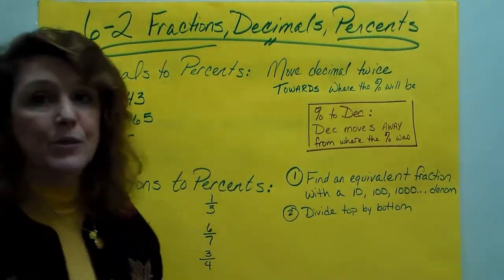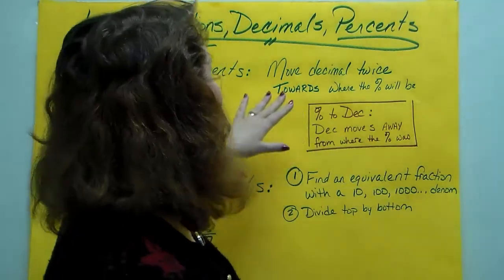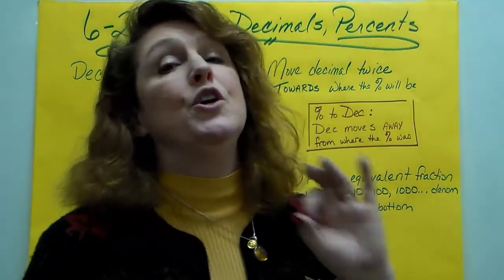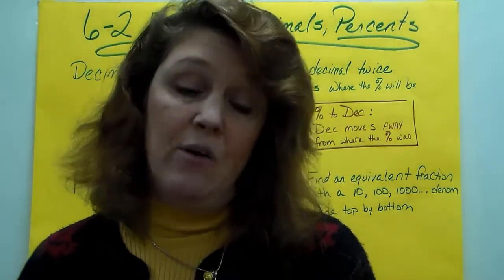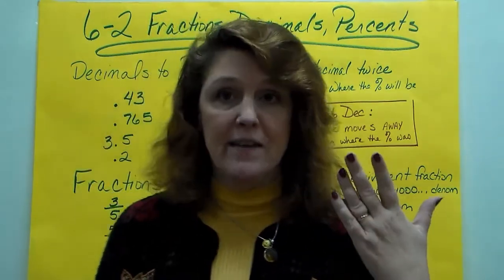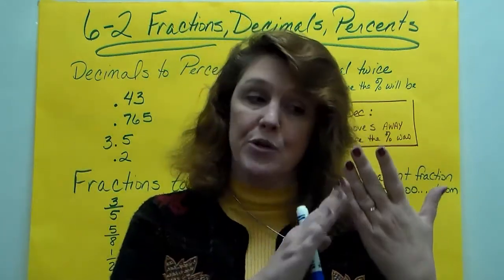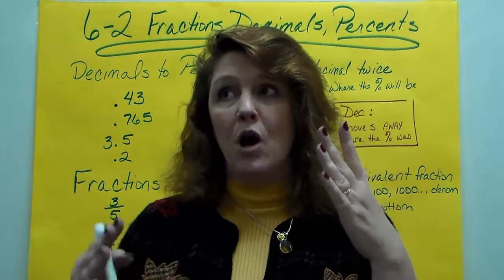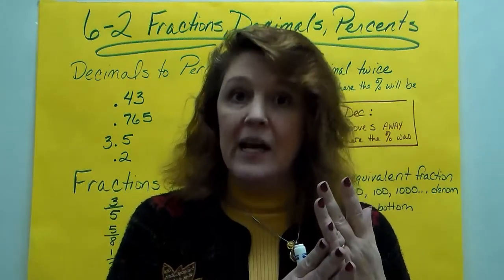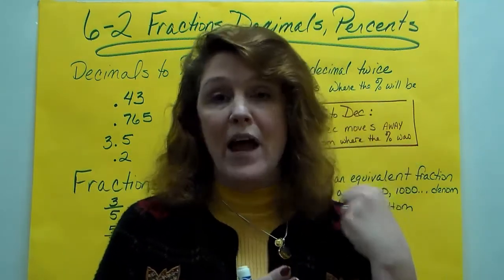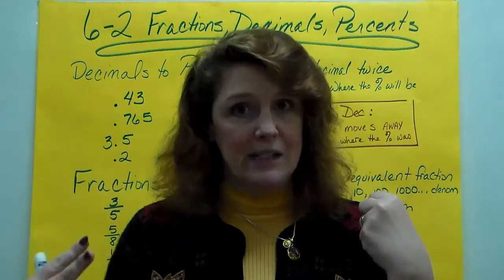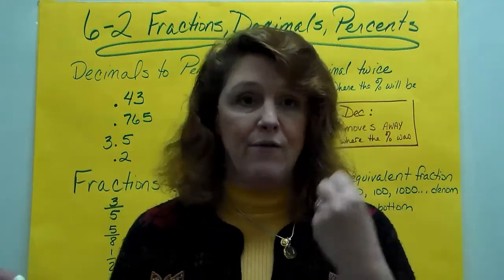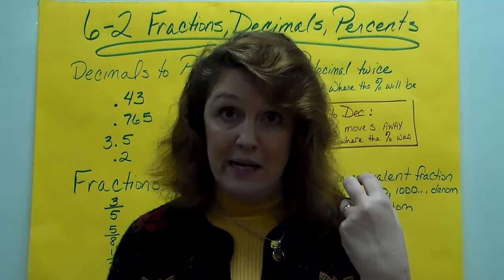When we change decimals into percents, it really is a matter of just moving the decimal. You always move the decimal twice. Now, if you're going to put a percent sign there, because you're changing from a decimal to a percent, you always go towards the percent sign. And when you're taking the percent sign away, because you're moving it into a decimal, the decimal goes away from where that percent sign used to be.